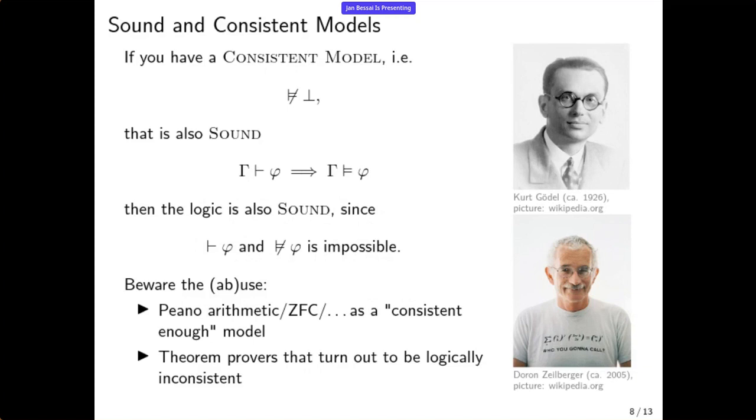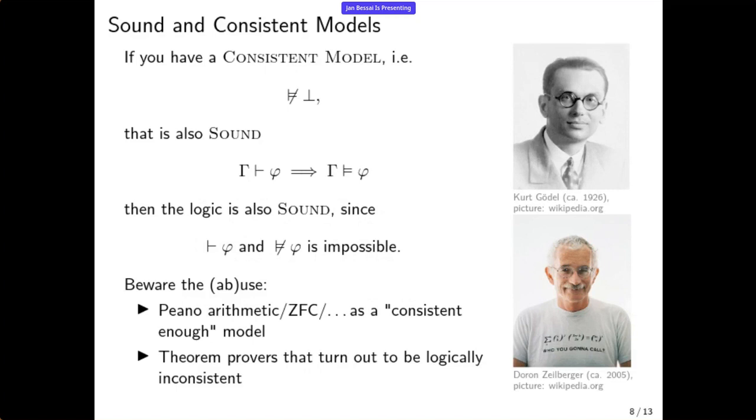And this is very nice and often used and abused in mathematics. So there's these two guys on the right. The top one is Gödel. The lower one is Doron Zeilberger. And Zeilberger, for example, has a large beef. He's a contemporary mathematician. He has a large beef with Gödel, and with mathematicians who just accept Gödel's incompleteness.